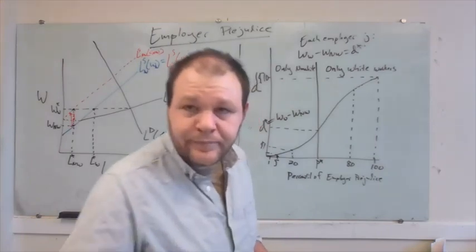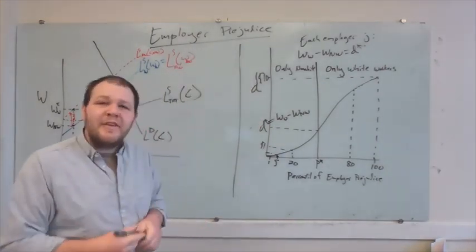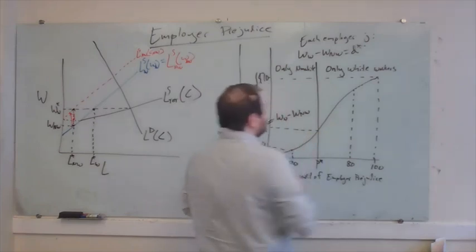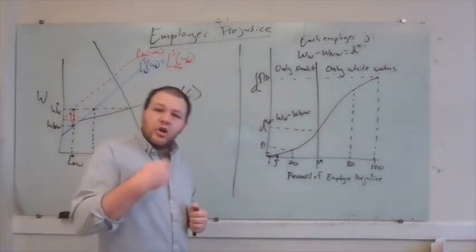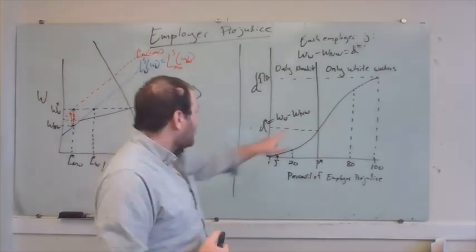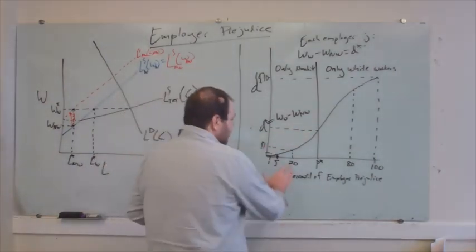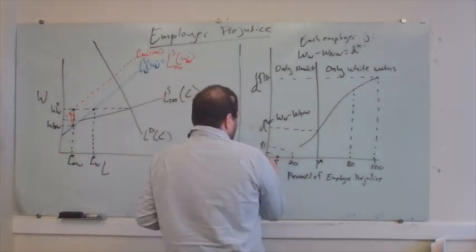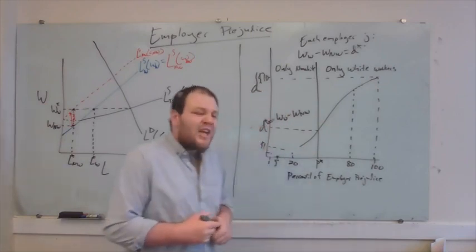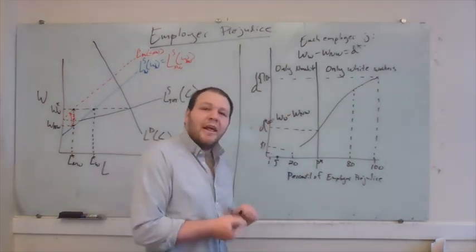Cool. All right, one more quick point I want to make about this before I move on is that because it's only the marginal employer who's going to determine the level of racial discrimination in a labor market, by which I mean the wage gap between white and non-white workers, the level of prejudice for non-marginal employers doesn't really play much of a role in the labor market at all.